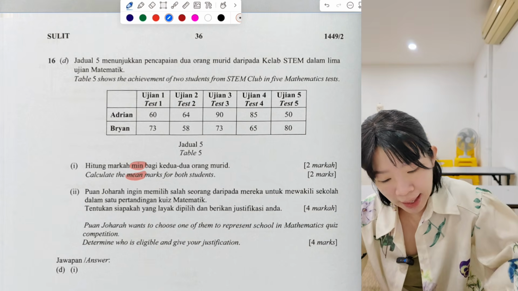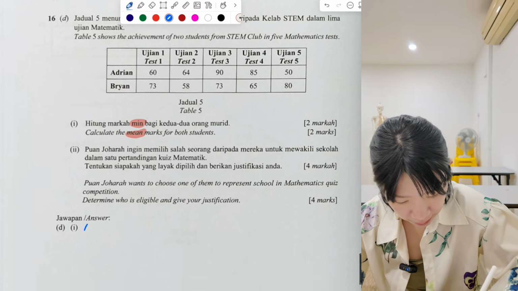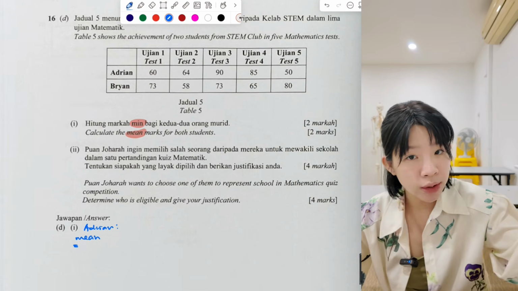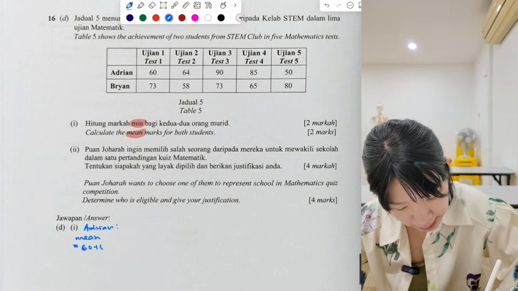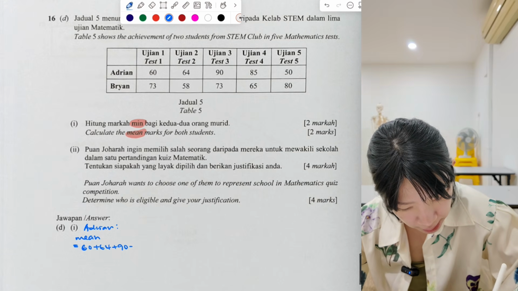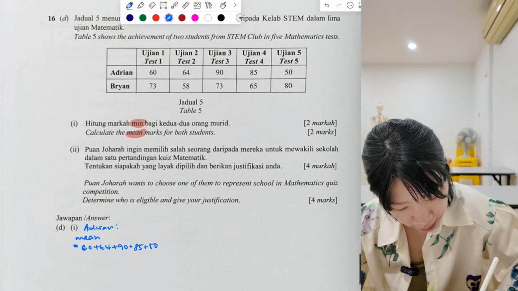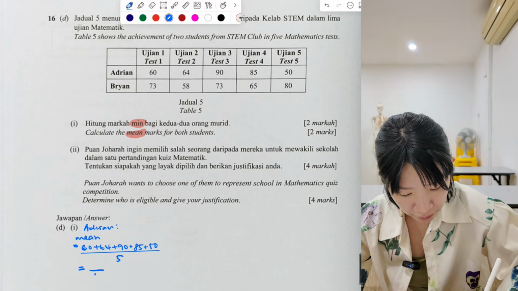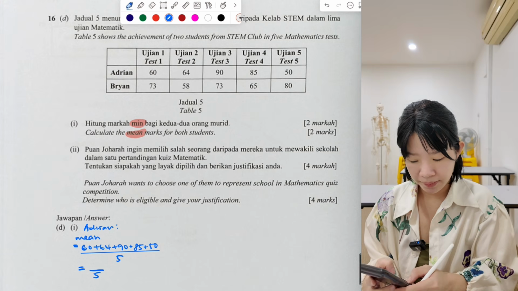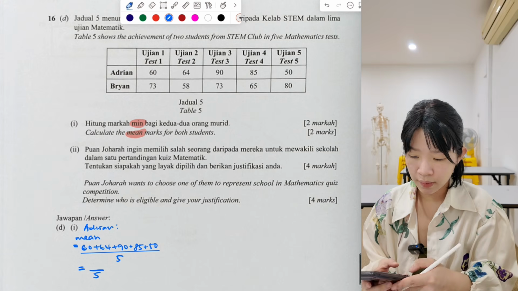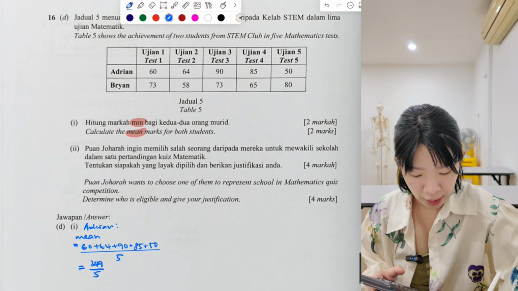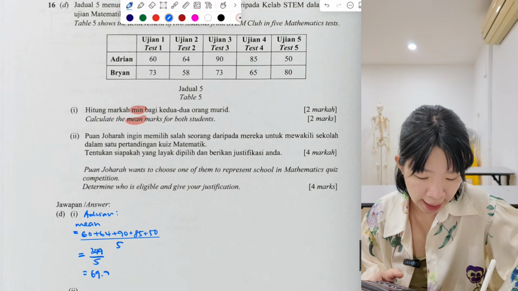Now let's find Adrian's mean. To find the mean, we add all the marks together: 60, 64, 90, 85, 50. Divide by the number of tests, which is 5. Key in the calculator: 349. So 349 divided by 5, the mean is 69.8.